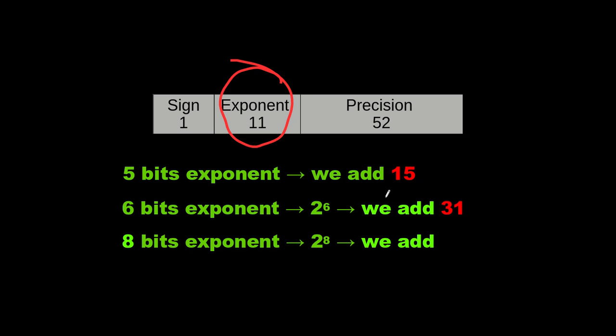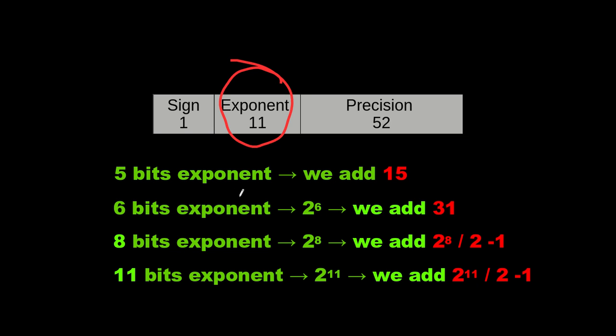Is there a relation between those? It's going to be 2 to the power of the exponent bits divided by 2 minus 1. 2 to the power 6 is 64. Divided by 2 is 32 minus 1 is 31. Exponent 5, 2 to the power 5 is what? 32. Divided by 2 is 16 minus 1 is 15. That's how we decide the biases. So for an 8-bit exponent, it's going to be 127. For an 11-bit exponent, it's going to be 1023.